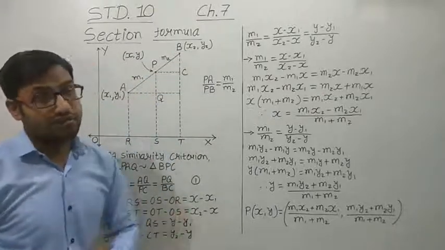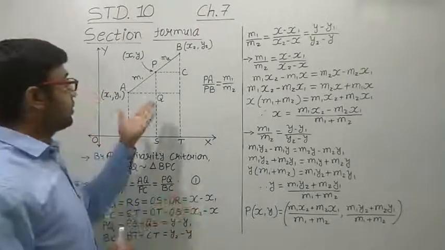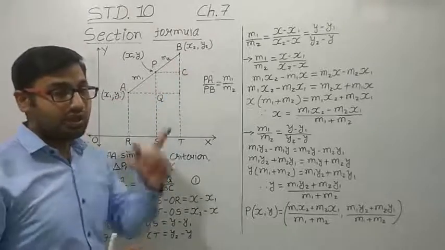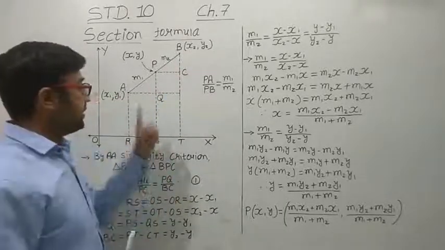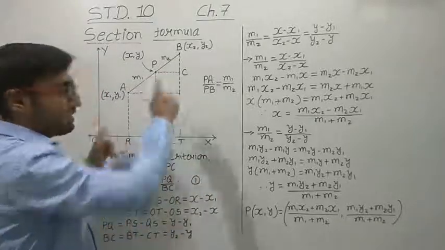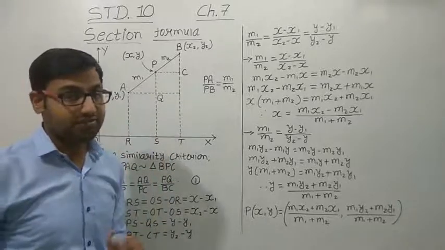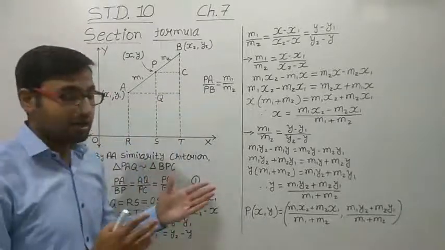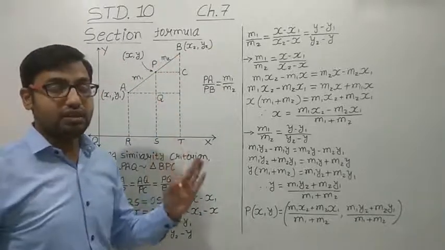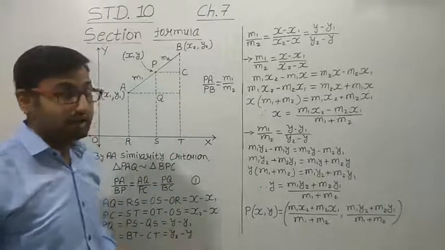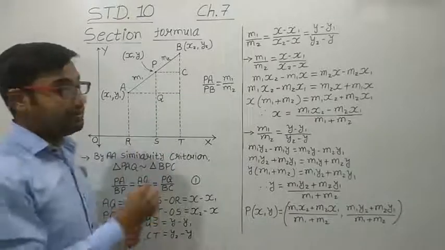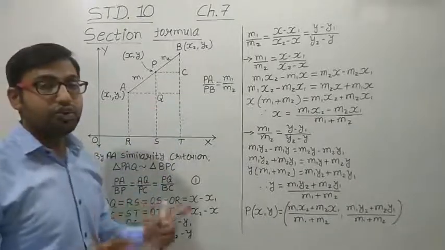Now it is not necessary that the point P will be the midpoint of A and B. Think about what will happen if P is the midpoint of AB. Then P will divide the line segment AB into two equal parts. Like if AB is 10 centimeters, then AP and PB are both of equal length, 5 centimeters. So that means P divides AB into two equal parts.